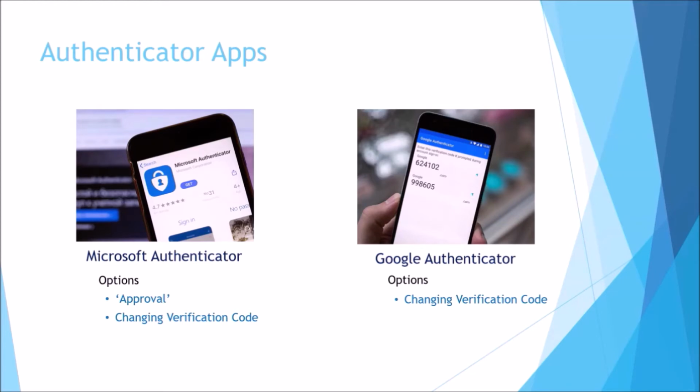My personal recommendation is you use the Microsoft Authenticator app because it gives you more flexibility over how you do things. The approval is much easier than having to use what's called this recurring number, this constantly changing number.